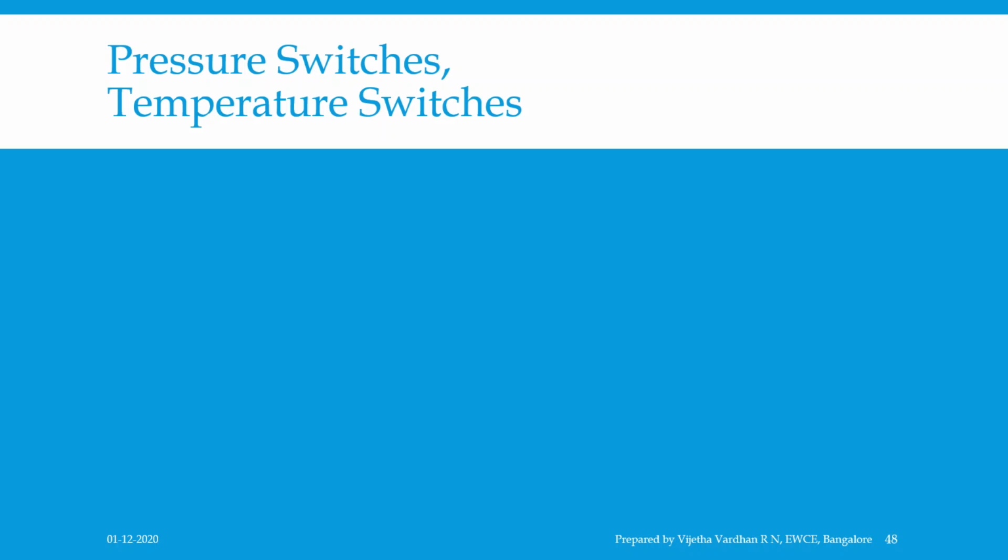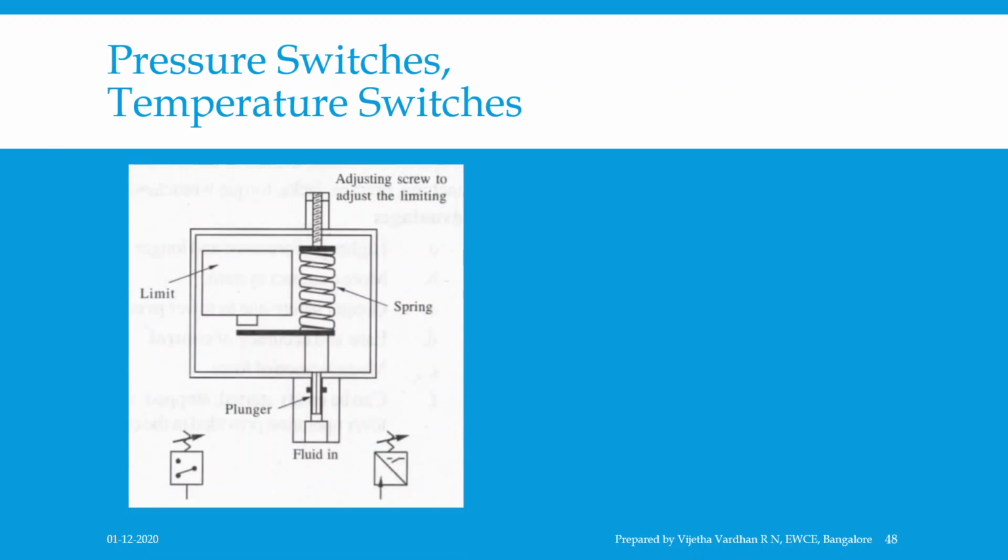Now let us understand the concept of pressure switches. A pressure switch is a form of switch that closes and opens an electrical contact when a set pressure of the input fluid has been reached. The pressure switch may be designed for either a rise in pressure or a fall in pressure. Now you can see the figure of the same, which shows the cross section of a typical pressure switch.